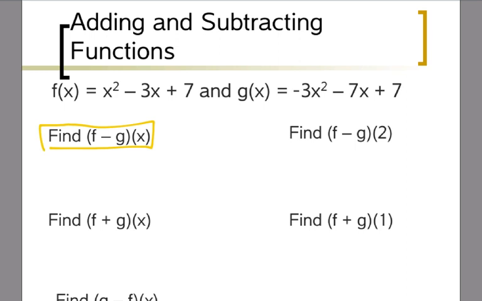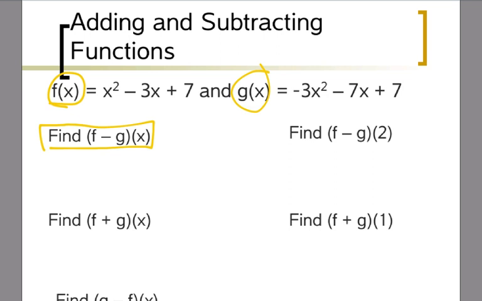Each time they tell us to find something new. This first one says find f minus g of x. Well, they give us an f equation and they give us a g equation. Now f of x and g of x both technically mean y, it's just there's 2 different equations, so we're not calling them both y, otherwise it'd be too confusing.